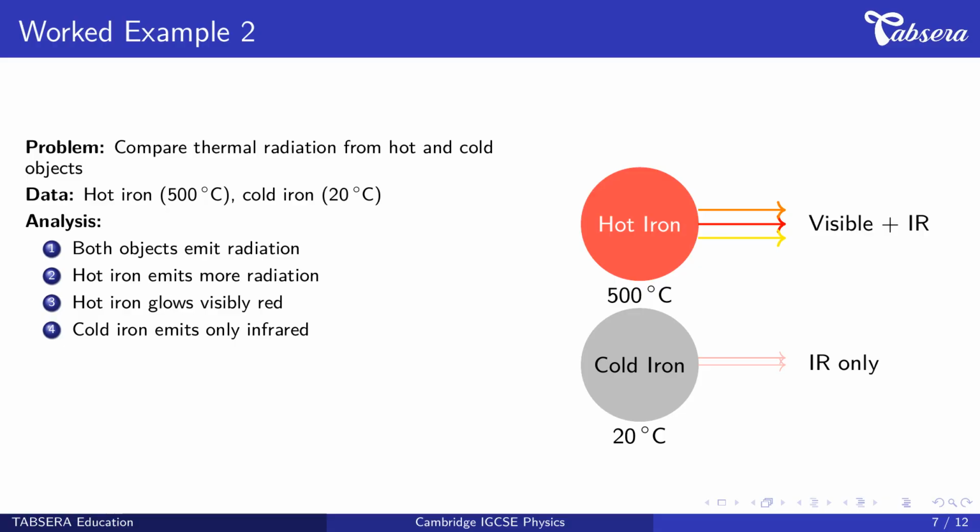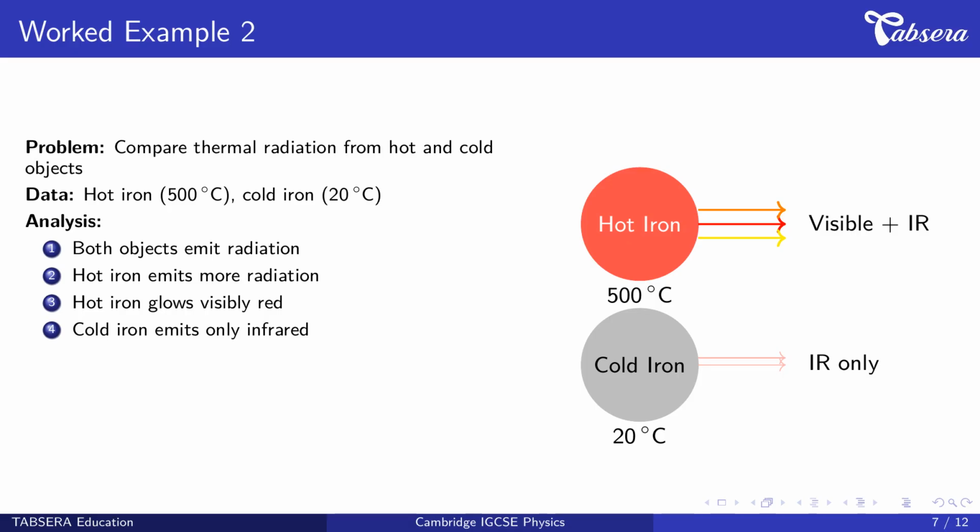Example 2 compares thermal radiation from objects at different temperatures. The problem asks us to compare thermal radiation from hot and cold objects. The data shows hot iron at 500 degrees Celsius and cold iron at 20 degrees Celsius. Now we analyse systematically. First, both objects emit radiation. This follows our principle that all objects above absolute zero emit thermal radiation.